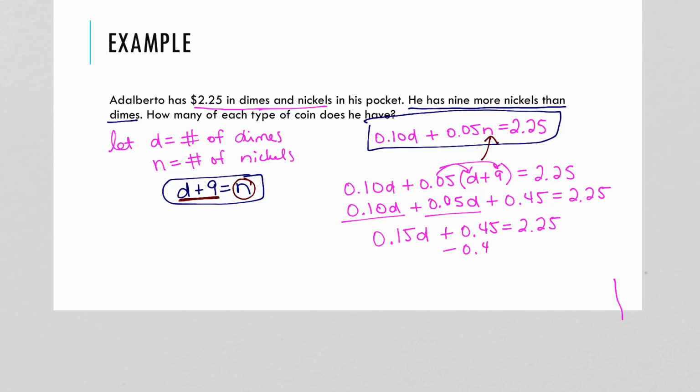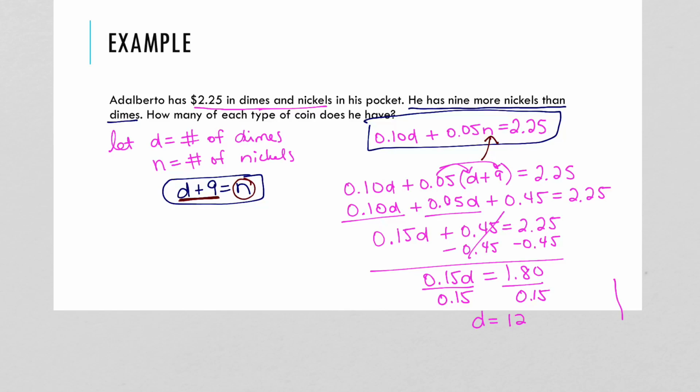Subtract 0.45 from both sides. And I get 1.8, or 1.80 if you want to write the 0 there. Divide both sides by 0.15. And I get that D is equal to 12. So that says that I have 12 dimes.